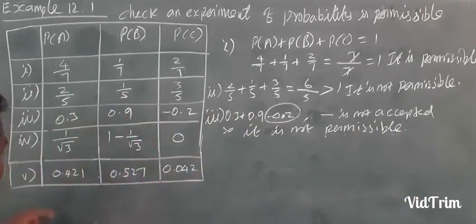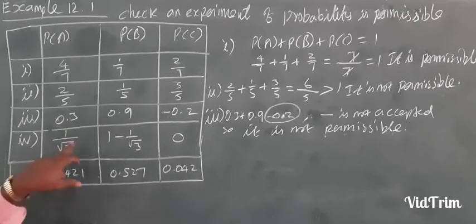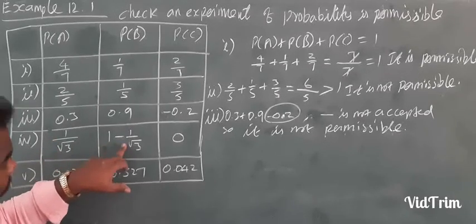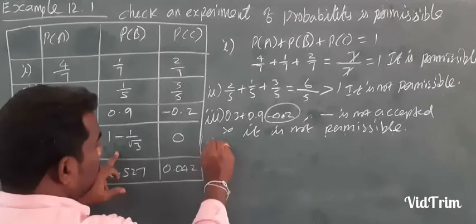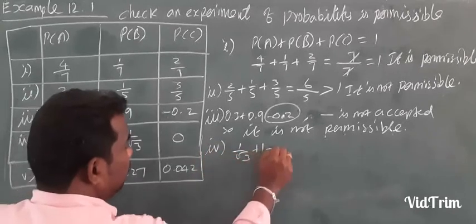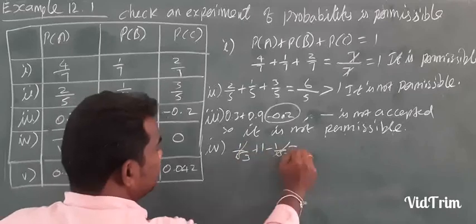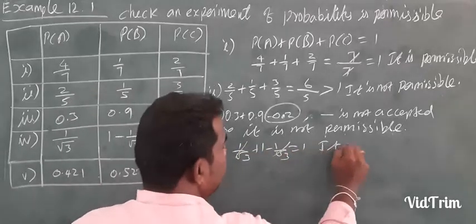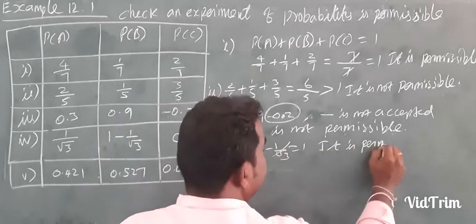And the fourth one, we add 1 by root 3 plus 1 minus 1 by root 3. The 1 by root 3 terms cancel, and that is 1. So the answer is, it is permissible.